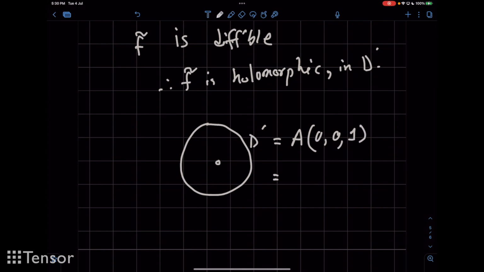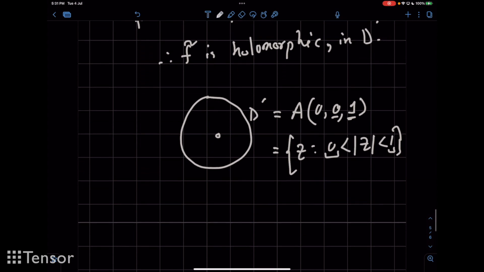And what is this annulus again? This is the set of all the complex numbers such that the absolute value of z is between 0 and 1. And if these inner and outer radii are values other than 0 and 1, then we basically change these two values. Okay, so that's how an annulus is defined.